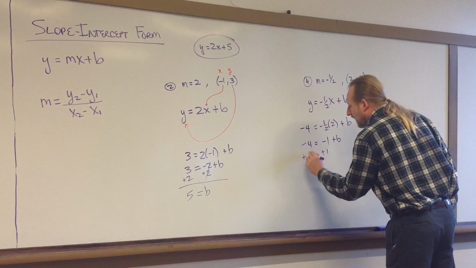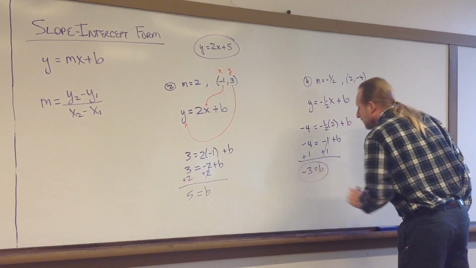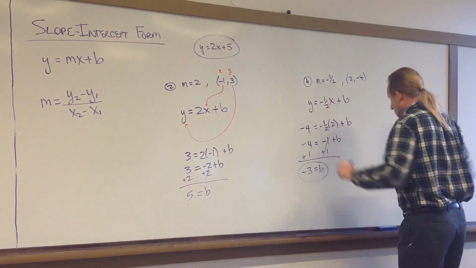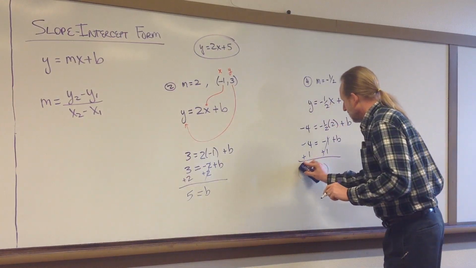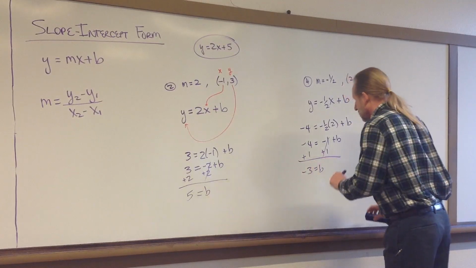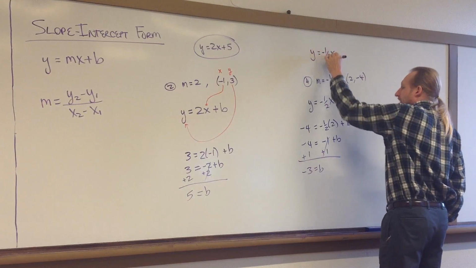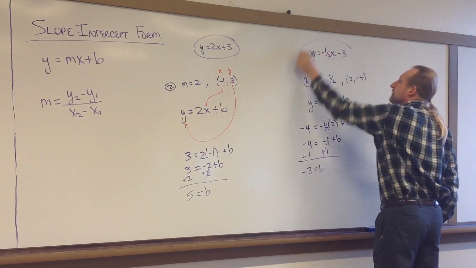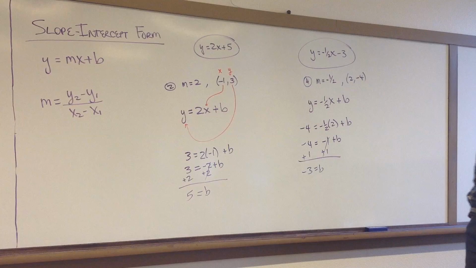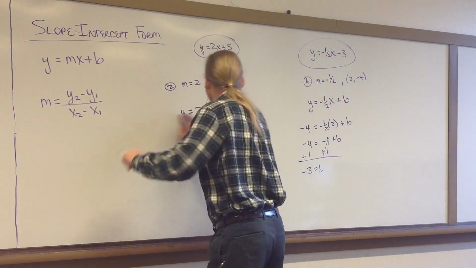So then we have to add the 1 to both sides. -3 equals b. So, I don't want to circle that. I don't want to give you the mistaken impression that that is the final answer, because it is not. Right? Now we have to say y equals -0.5x minus 3, and there's our final answer on that one. Okay.